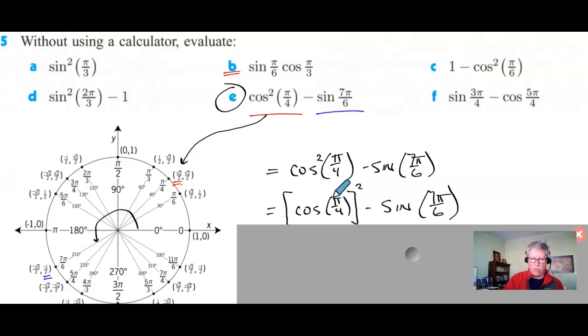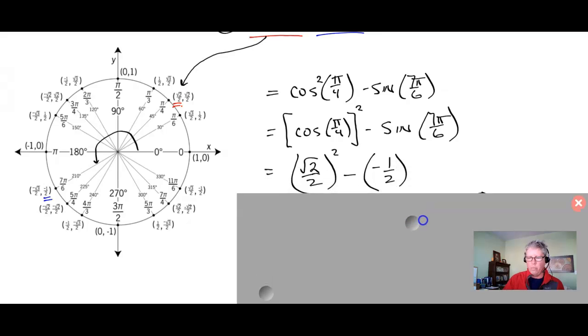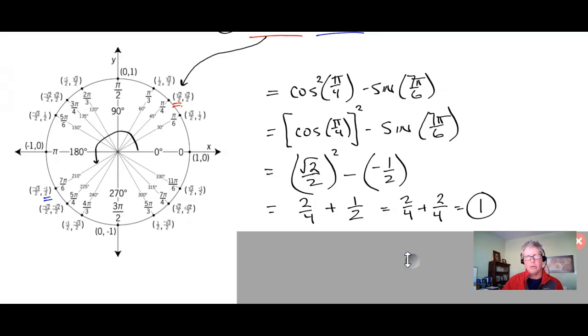So I wrote it out there for you. So we just find that square root of 2 over 2, that's this value. We're going to square it, minus the negative 1/2. Remember the negative. Then we just add, subtract, do our thing, and we get that that is equal to what?